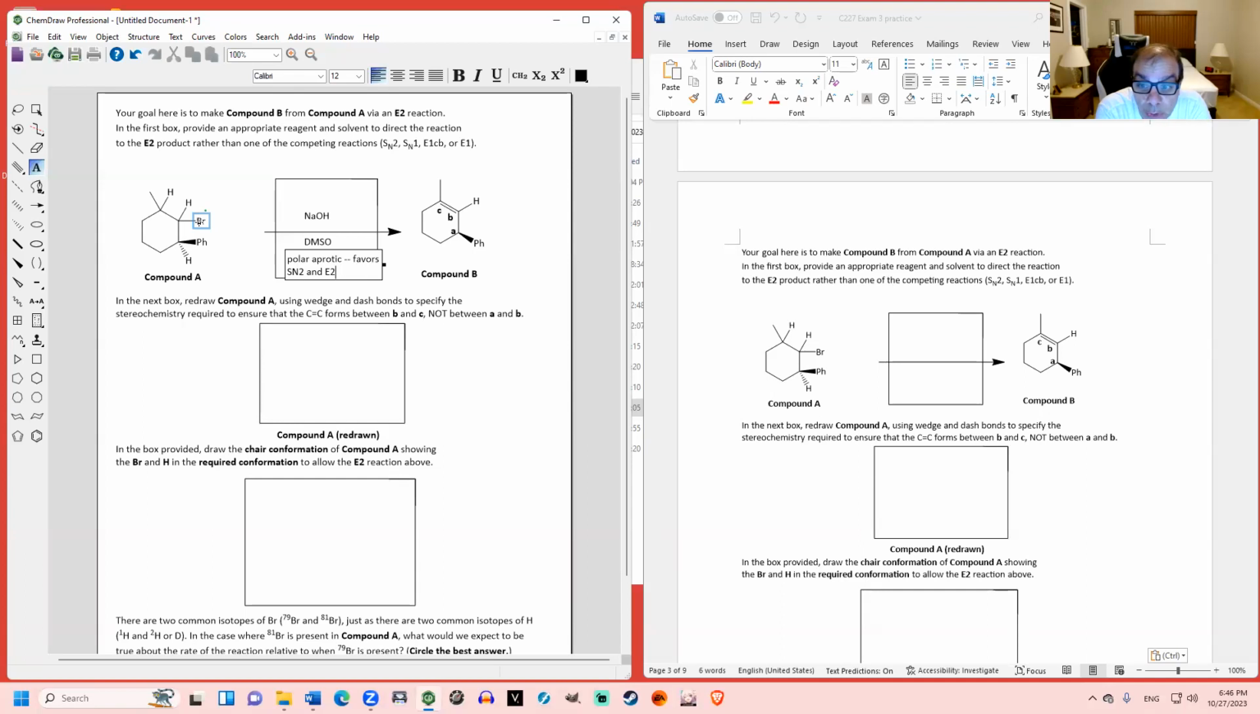Also be aware the leaving group does not have to be a bromine. It could be a chlorine, it could be an iodine, it could be a tosylate. So don't memorize that it's Br. It's not always Br. There are other leaving groups as well.